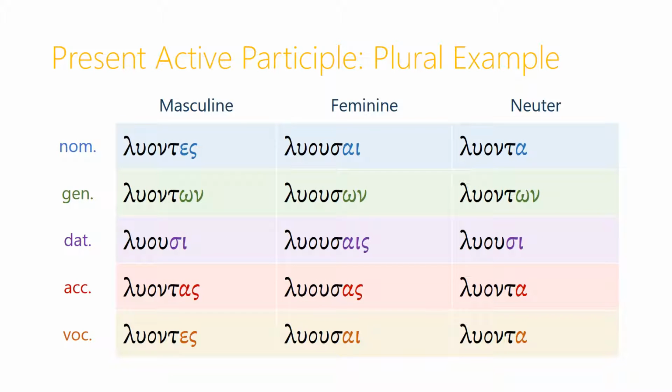And in the endings, we have a completely regular set of third declension plural endings for the masculine and neuter, and first declension plural endings for the feminine.